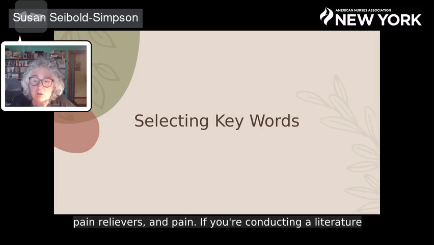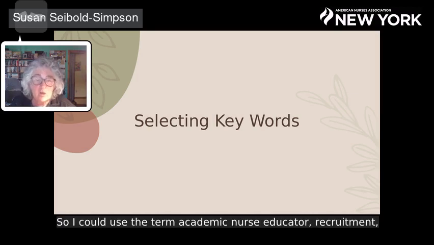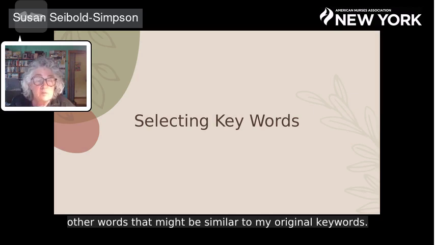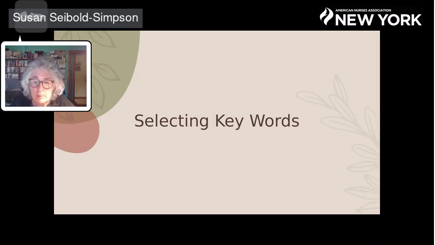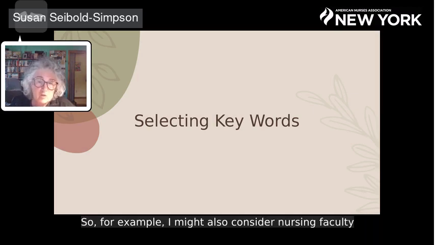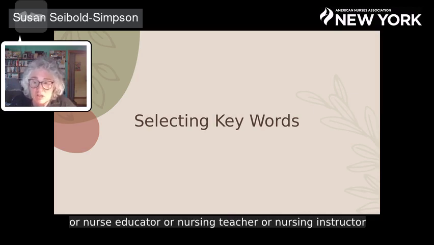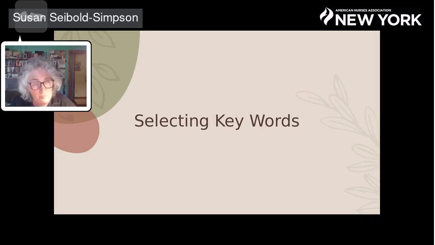If you're conducting a literature search for a research study, you can use your concepts or your variables. Right now, I am interested in the recruitment and the retention of academic nurse educators. So I could use the terms academic nurse educator, recruitment, and retention to start. I will also want to think about other words that might be similar to my original keywords. So for example, I might also consider nursing faculty or nurse educator or nursing teacher or nursing instructor in addition to academic nurse educator.